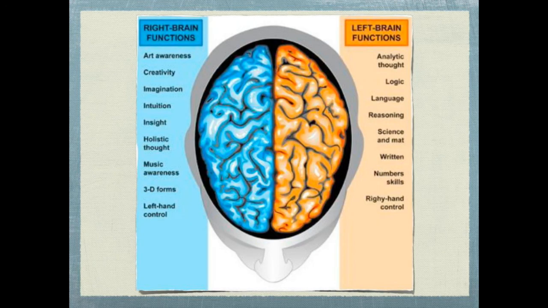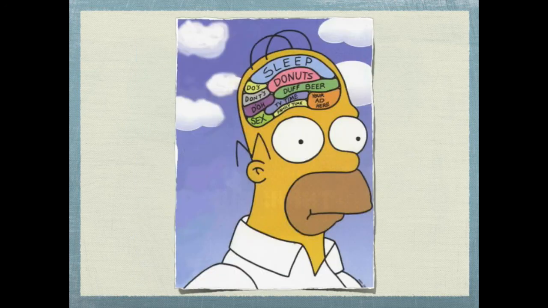Okay. So we talked about right brain functions being the creative side, the intuition, the insight, and then the left being logical, mathematical, language, science, math, those kind of things. And of course, if you're Homer Simpson, this is what your brain looks like.